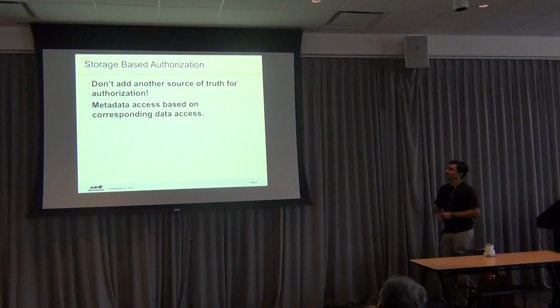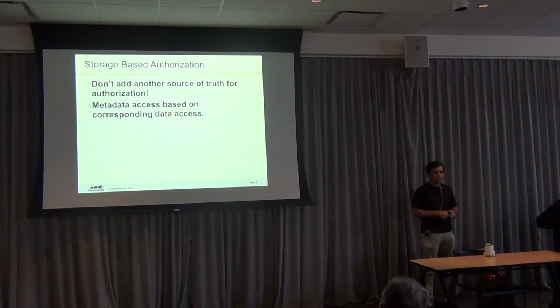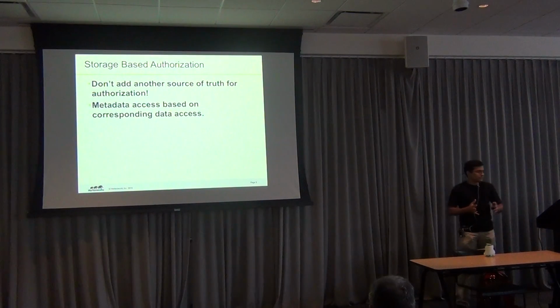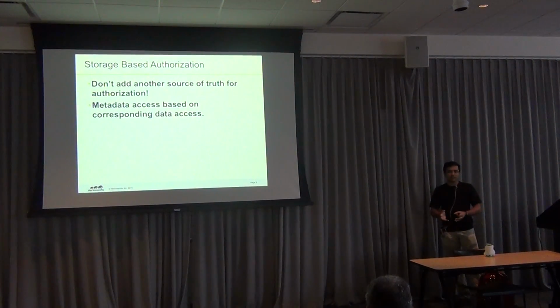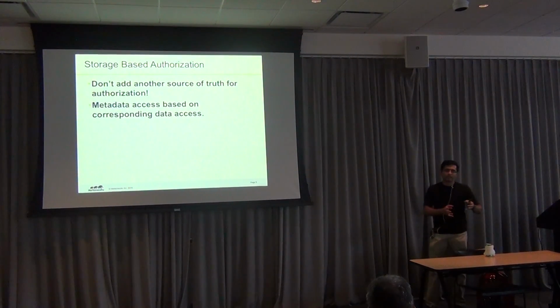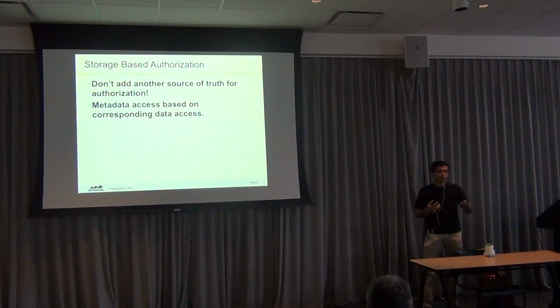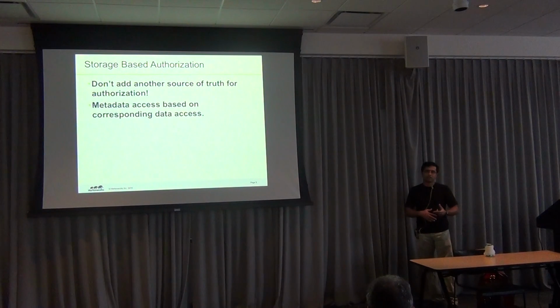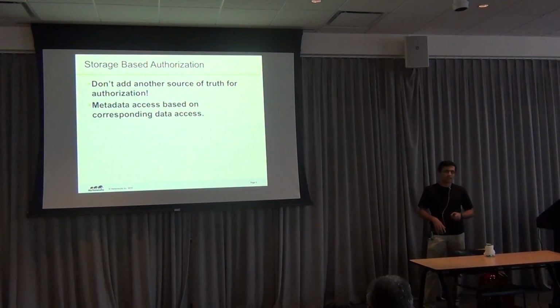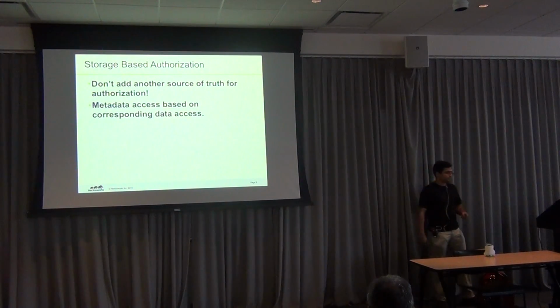So what do you use storage-based authorization for? The way it works is it relies on the permissions that you have already set up on the file system. You don't have to set up another source of truth for permissions on metadata. For permissions on a table's metadata, it checks if you have read or write access to the corresponding table directory on the file system. So if you have write access on the file system, you have write access on the metadata for the same entity.